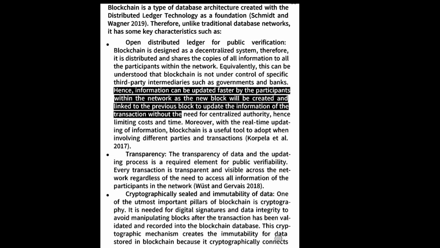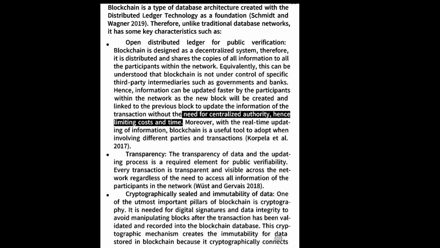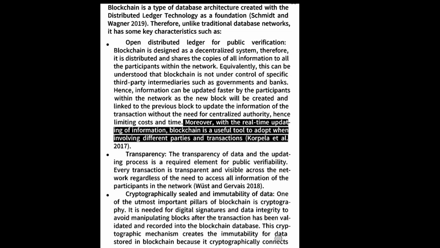Hence, information can be updated faster by the participants within the network as the new block will be created and linked to the previous block to update the information of the transaction without the need for centralized authority, hence limiting costs and time. Moreover, with the real-time updating of information, blockchain is a useful tool to adopt when involving different parties and transactions. Corpella et al.